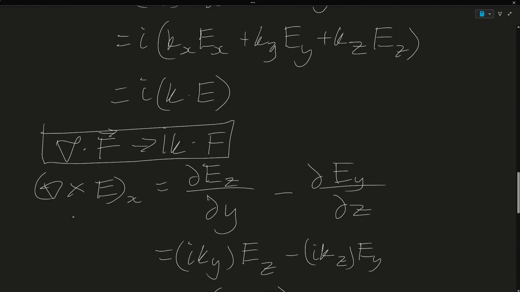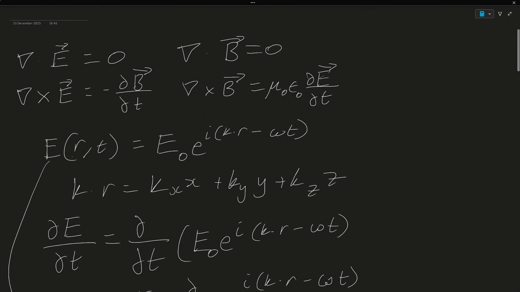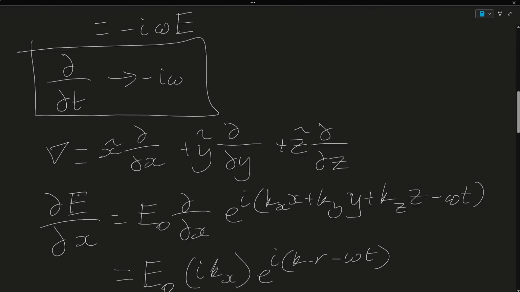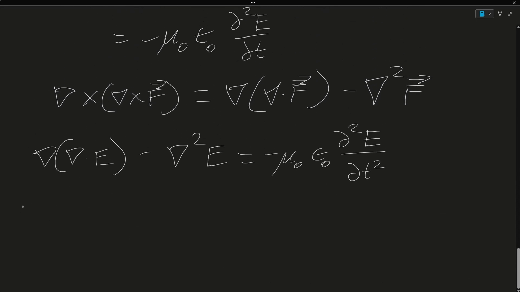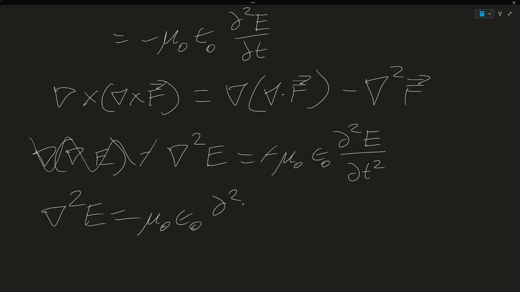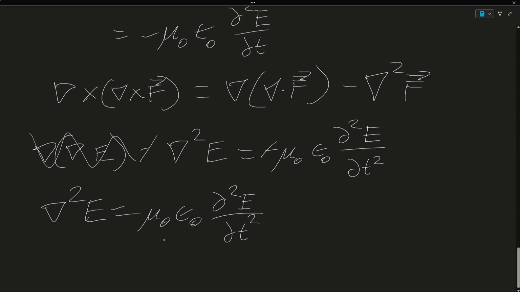But we have Gauss's law right at the beginning somewhere. Yeah, there we go. The divergence of the electric field is 0, so get rid of those because that goes to 0. The Laplacian of E is mu naught epsilon naught times the second derivative of the electric field.